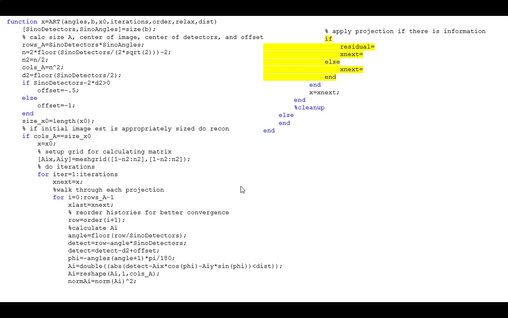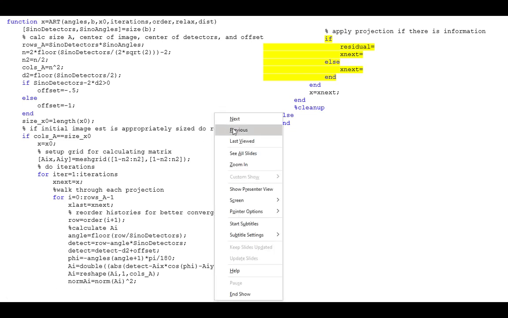I'll give you a second code. Would you mind going back to the previous picture? I do not mind at all if I can. Previous.